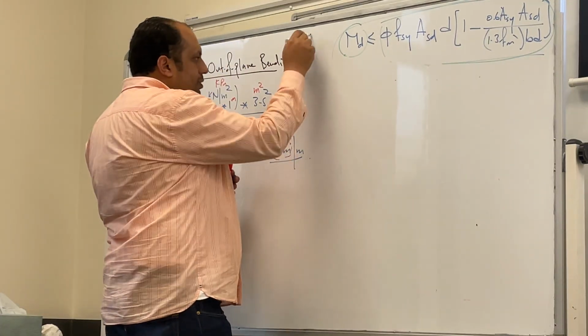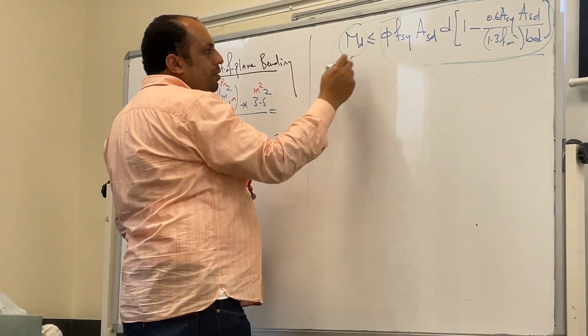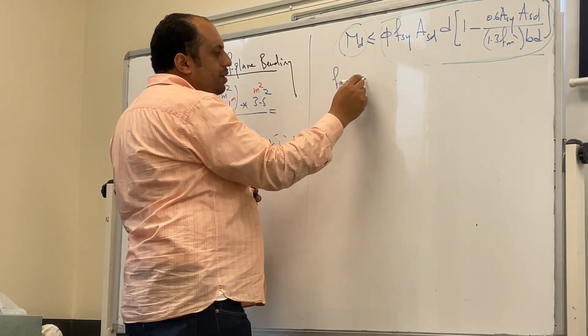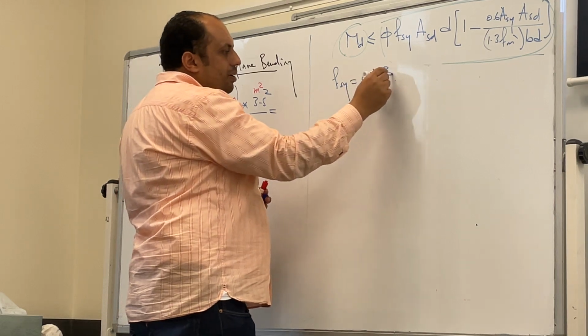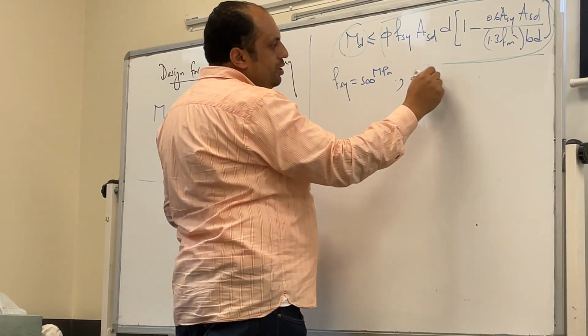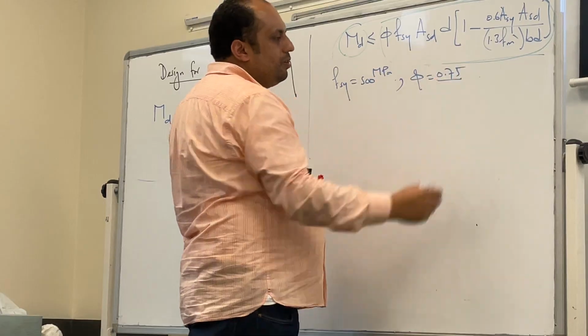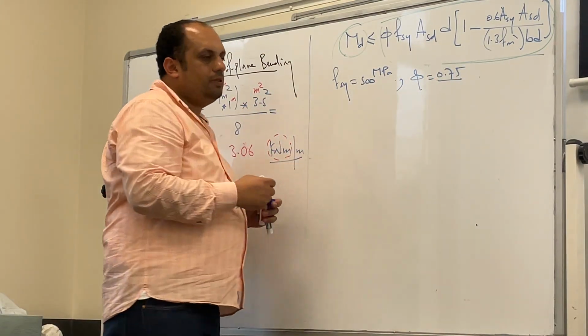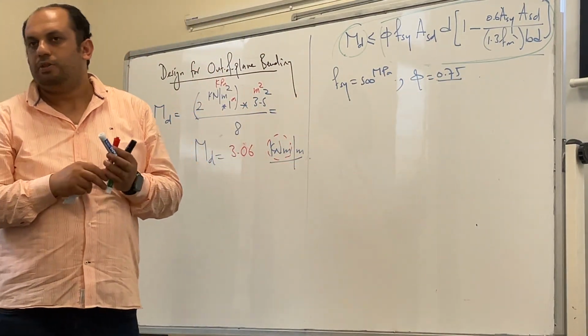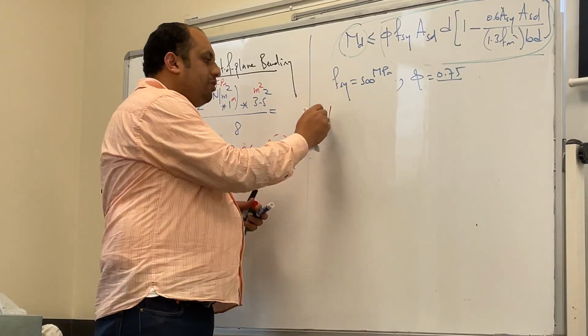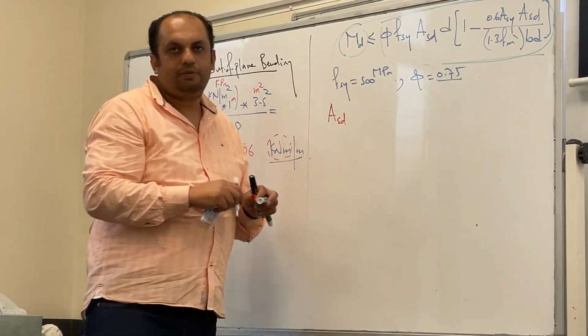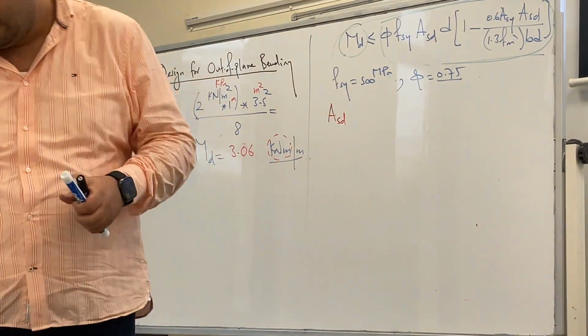So for this part, we have phi. What is Fsy? 500. What is phi? 0.75. 0.75 for all the reinforced masonry. What is ASD? AST. But we have to check, right? What is the formula?